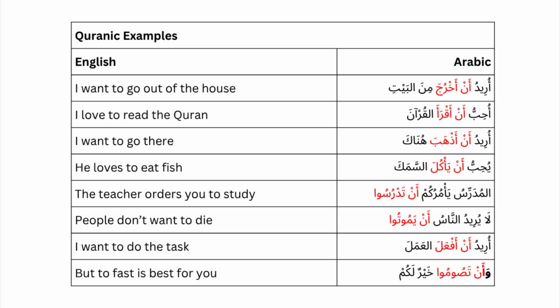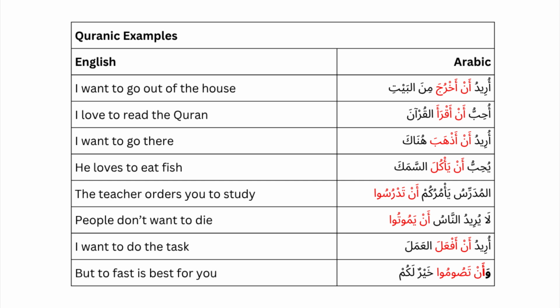Now the second row, I love to read the Qur'an. Uhibbu an aqra'a al-Qur'an. Again, the highlighted phrase is an aqra'a. This is also Masdar Mu'awwal. It means to read, and in the sentence, it acts like the thing being loved.